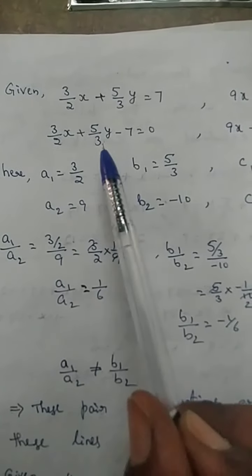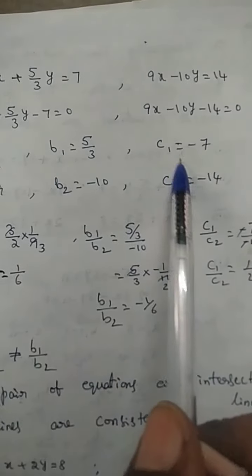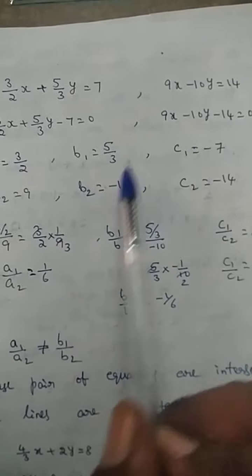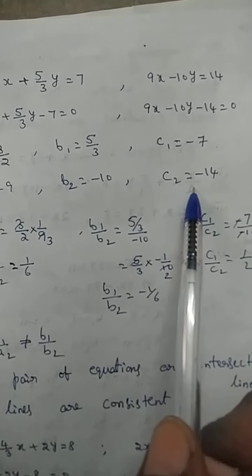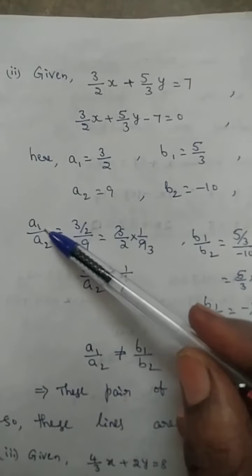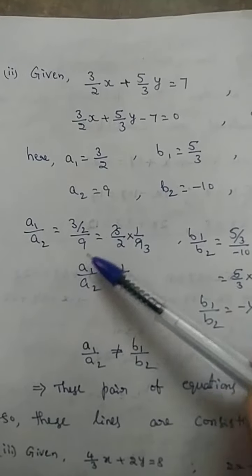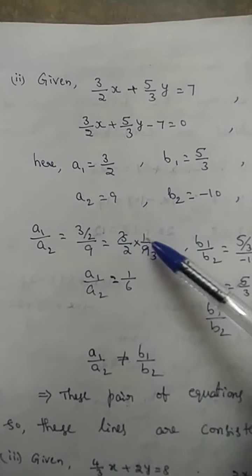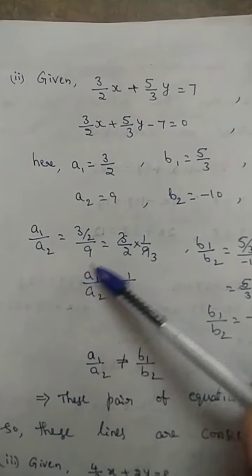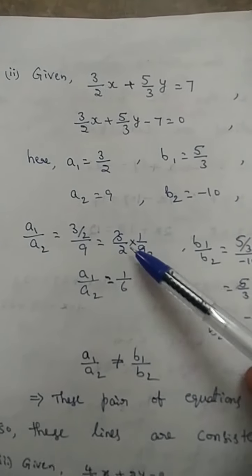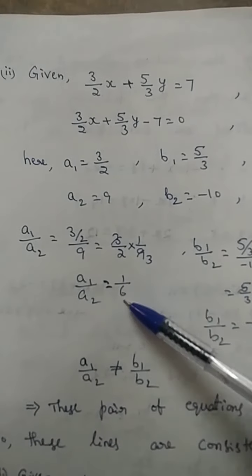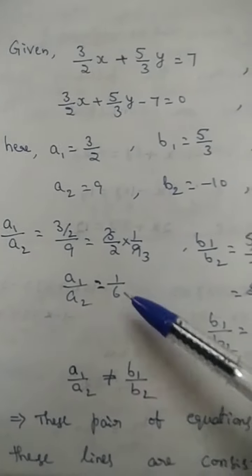a1 = 3/2, b1 = 5/3, c1 = -7. a2 = 9, b2 = -10, c2 = -14. a1 by a2: 3/2 by 9. Since 9 is in the place of the denominator, we write it as 3/2 into 1/9. 3 1s are 3, 3 9s are... 3 1s are 3 numerator, 2 3s are 6. Then a1 by a2 is equal to 1/6.